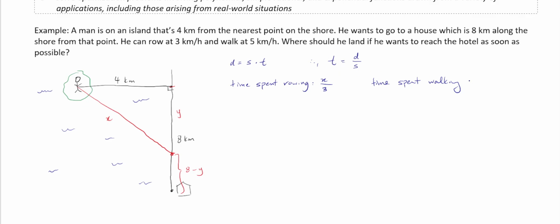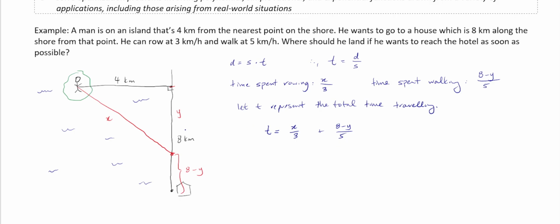The time spent walking is given by this equation, and walking would be 8 minus y, that's the distance, right? If he lands here, then the distance to the house is just 8 minus y, over the speed at which he can walk, which is 5 kilometers per hour. So I'm going to create a function, okay? I'm going to say let t represent the total time traveling. So that means that function is a combination of his time spent rowing plus his time spent walking.